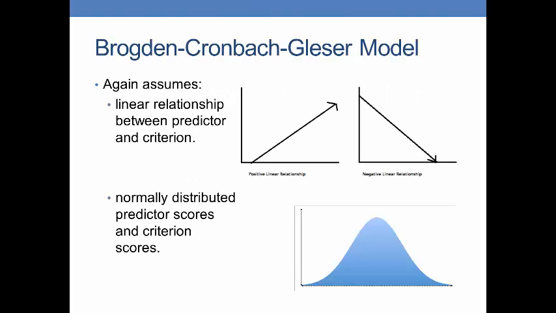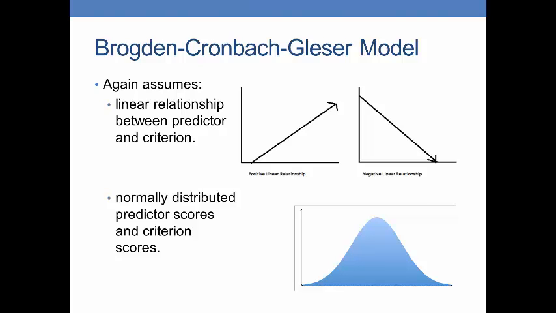It's important to note that the BCG model has some assumptions. It assumes that there's a linear relationship between the predictor and criterion, and that we have a normal distribution for predictor scores and criterion scores. These assumptions are necessary, as they were for the Naylor-Shine model, so that the part of the formula in which the mean z-score equals lambda over the selection ratio works, as it relies on a normal distribution.